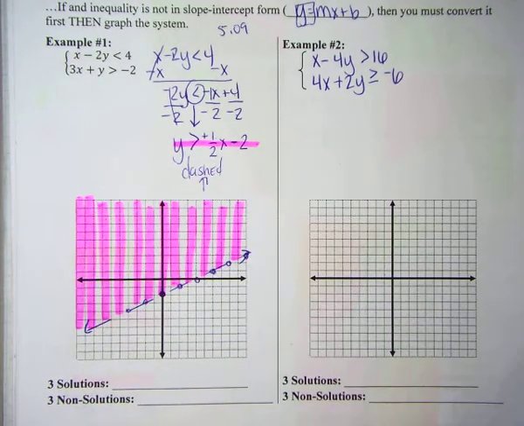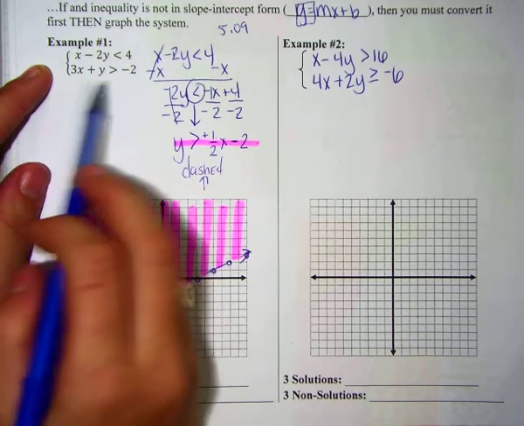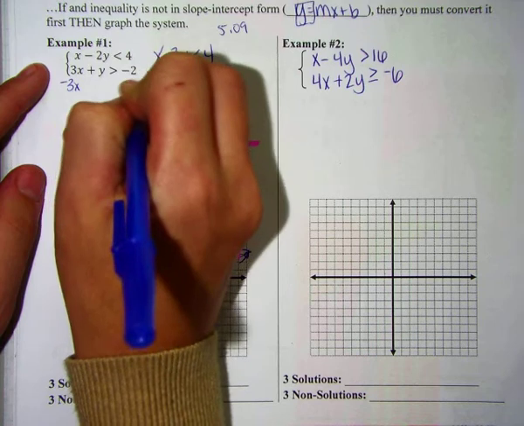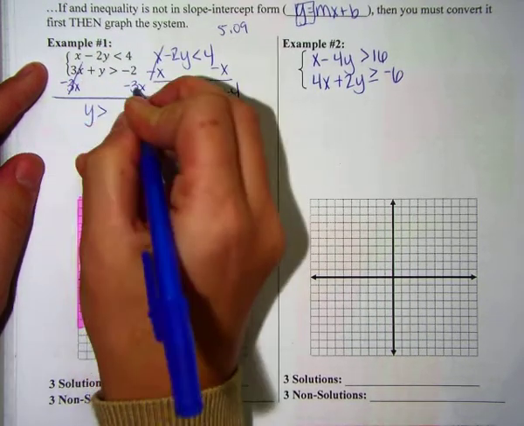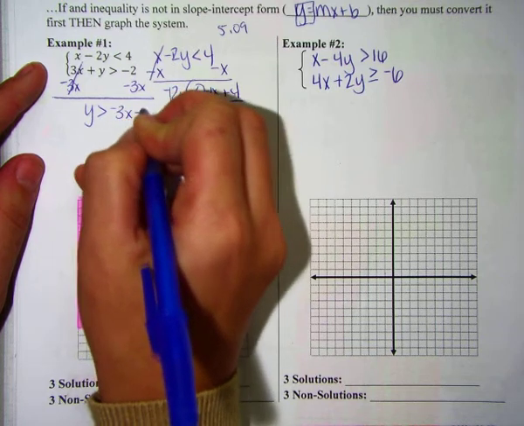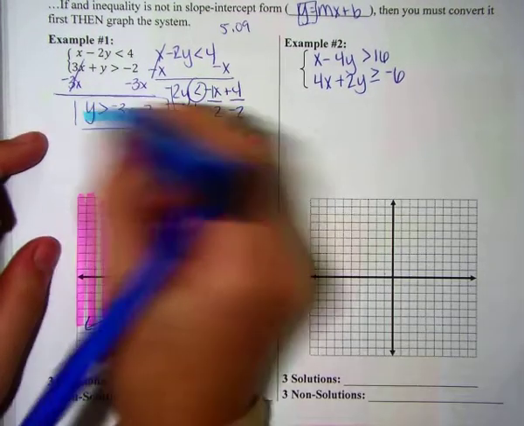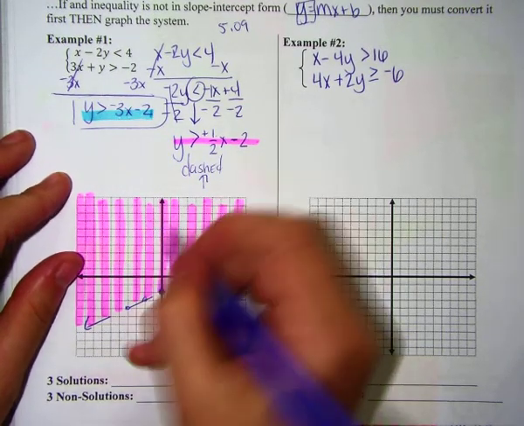Okay. Now I'm going to graph my second inequality. Again, this is not in slope-intercept form, so I'm going to first subtract 3x from both sides. I'm left with y is greater than negative 3x minus 2. I'm going to go ahead and graph this one in blue. The y-intercept is also negative 2.